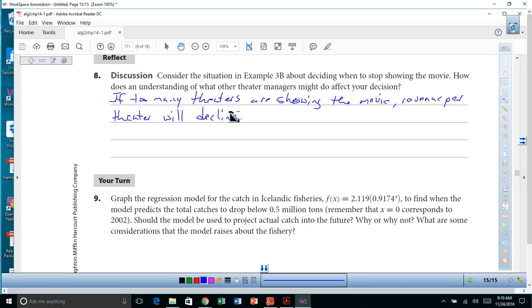if a bunch of theaters drop the movie and there are still a lot of people who want to see it, then the revenue per theater for the ones that keep the movie could increase, and it might be worth continuing. So you probably don't want to drop it too soon on one hand, but on the other hand, it would be nice if you knew what the other theaters were doing.